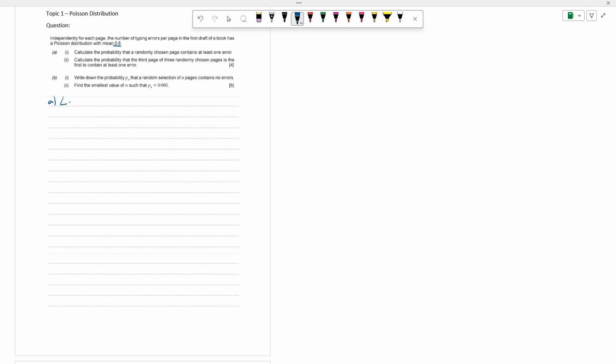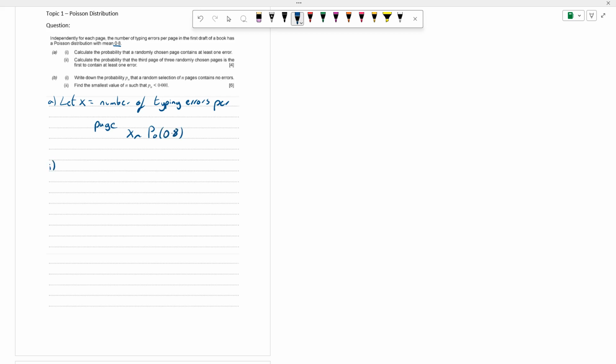So the first thing I need to do is define my letter, because it's not defined in the question. So I'm going to do let X equals, okay, this is going to be the number of, okay, it's always number of for a Poisson or a binomial. So number of typing errors per page. Okay, which means I can then write my Poisson distribution as 0.8, because that's what it is per page.